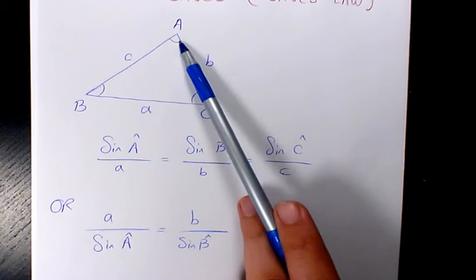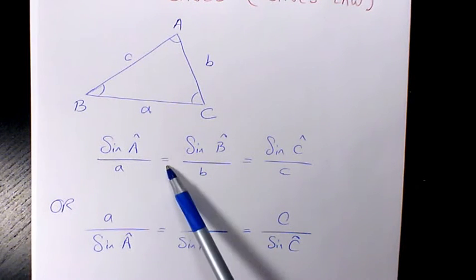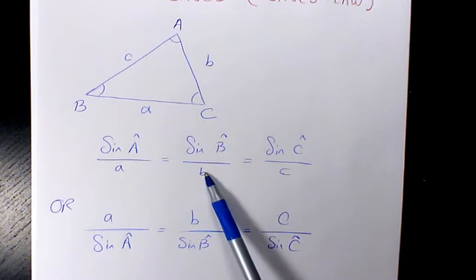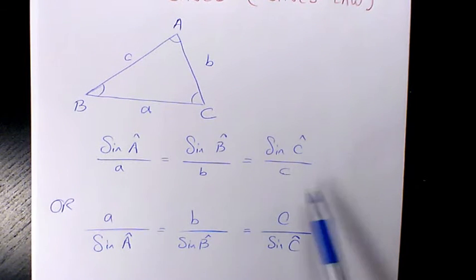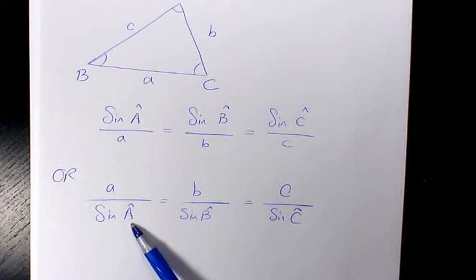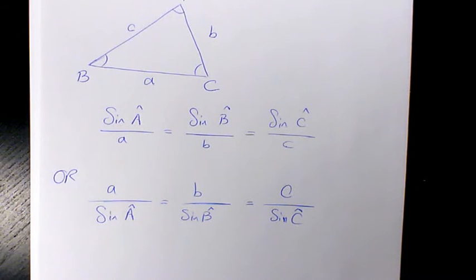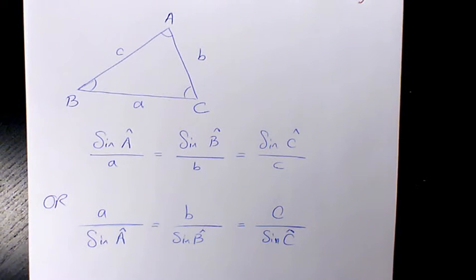Sine of angle A divided by length a equals sine of angle B over length b equals sine C over c. This is the relationship between them. Or you can inverse it and write a over sine A equals b over sine B equals c over sine C. So that's all about the law of sines, or sine law. Let's see some examples.